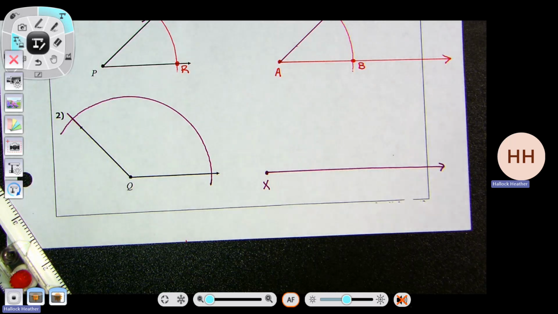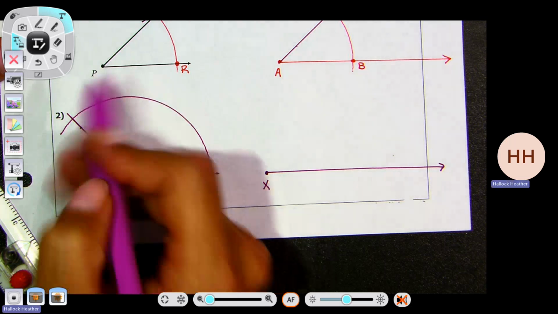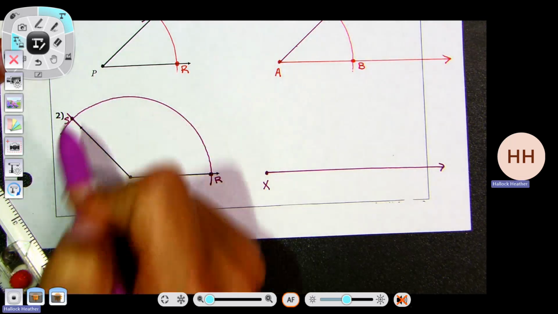So I'm going to label these with the points. We have Q. I'm going to name this one R. I'm going to name this one S.